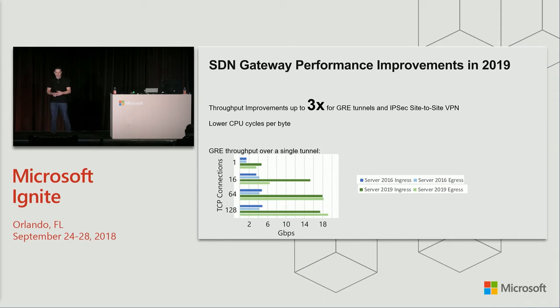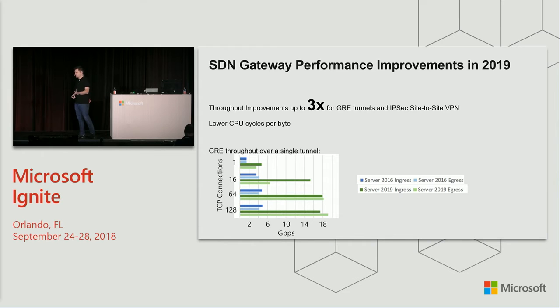This chart here shows GRE tunneling. A single tunnel gives you 3 times the performance. Blue is 2016, green is 2019. As you scale up the number of connections, the throughput just keeps getting better and better. And we do this while using fewer CPU cycles at the same time.